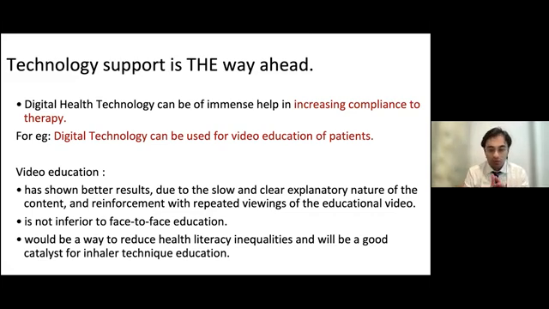A patient of diabetes is scared, knows that if I don't take my pill, if I don't take the insulin dose, I can land up in trouble. An asthmatic patient does not have that fear. But we can still monitor the patient's compliance by using a digital platform. And most of the time, digital technology is used for video education.